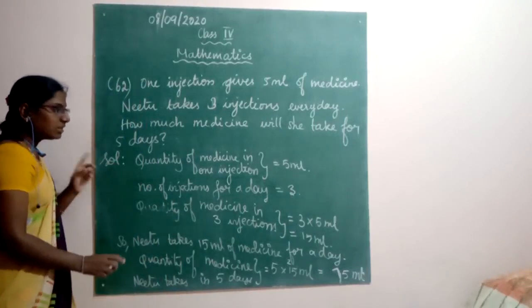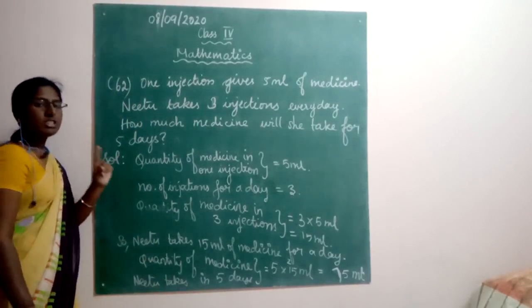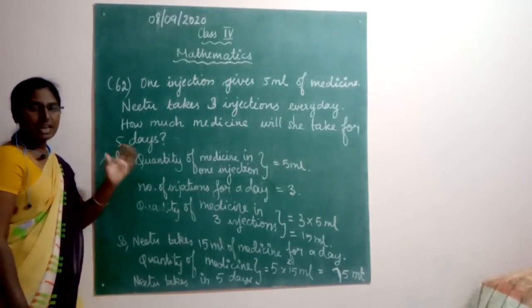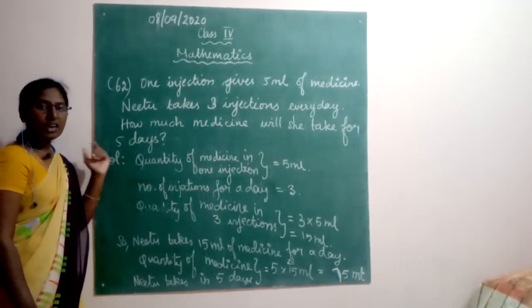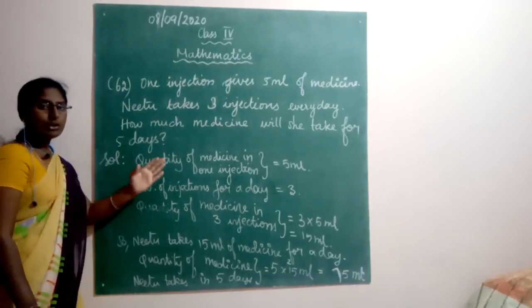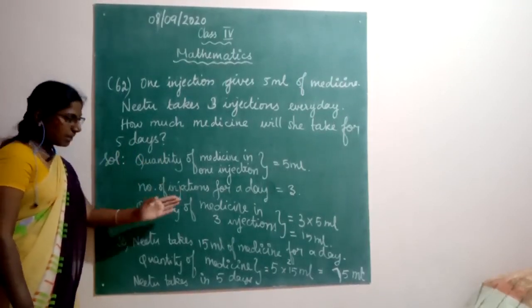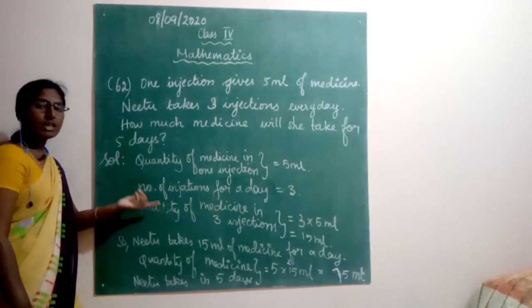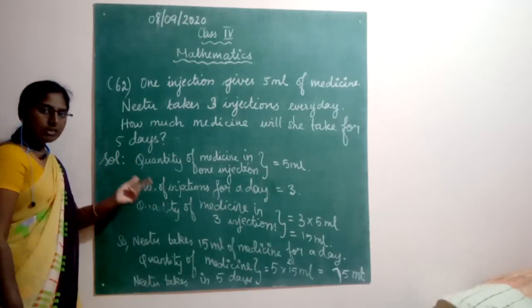You have to first find for 1 day how much medicine she is consuming, because for 1 injection it is 5 ml. Then for 3 injections it will be 3 into 5 ml, that is 15 ml. Okay. Then that is for only 1 day. So then we have to find it for 5 days by multiplying it with 5.